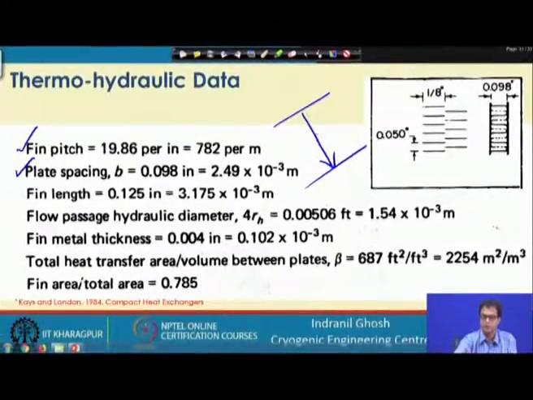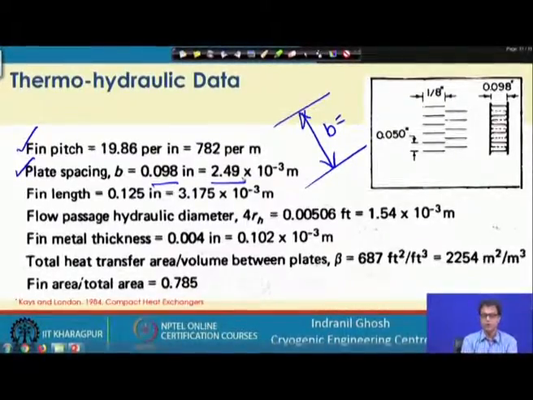So, the fin height or the plate spacing gives you b equal to 0.098 inch, or in meter this is 2.45 millimeter. And the fin length or the lance length, as I have already told, is 0.125 inch or 3.175 millimeter.